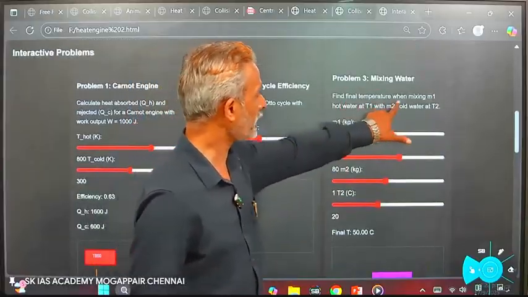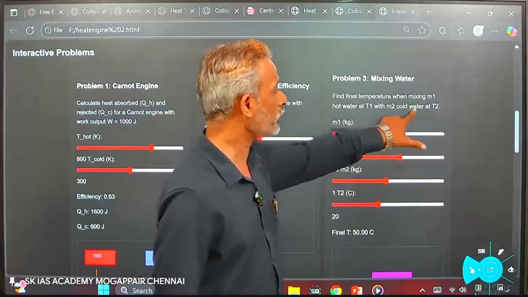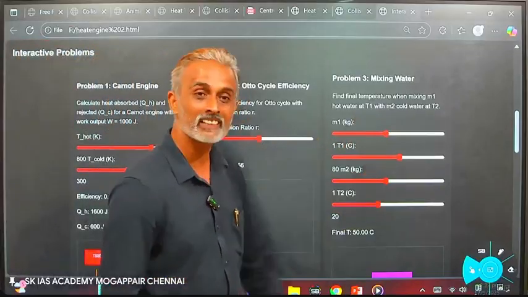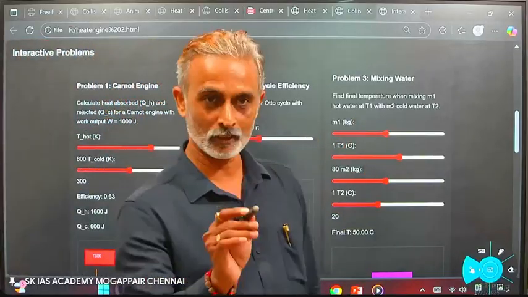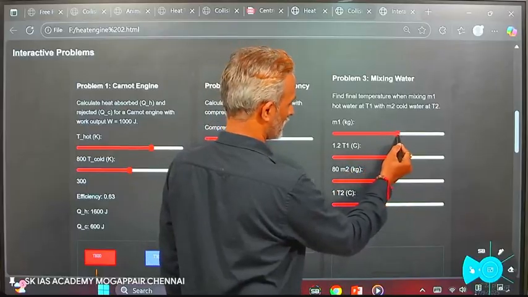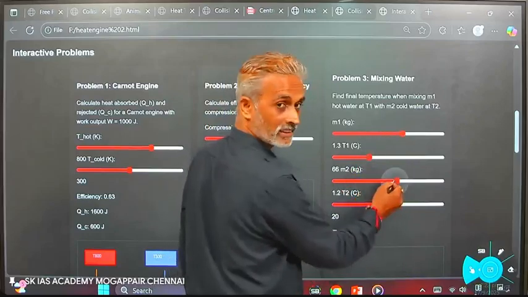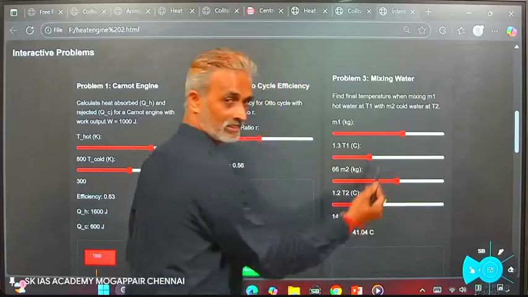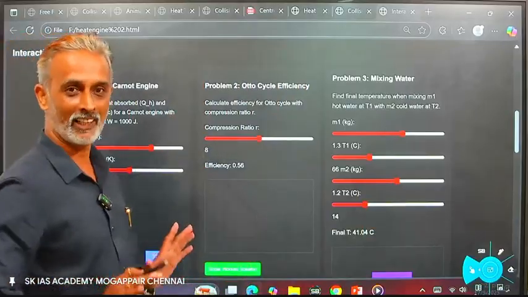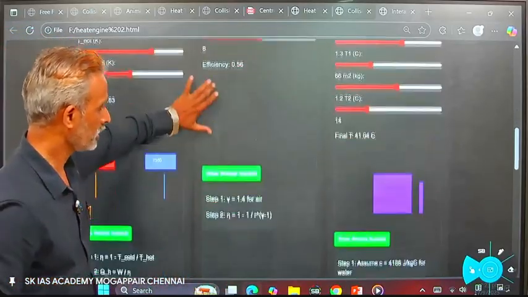Find the final temperature when mixing M1 hot water at T2 and M2 cold water at T1. Now you will ask why this is given in the exam. They are not going to give my values. They will change them. So I have given it so you can increase or decrease the values, because in the exam they are going to change the values. You can change the value here. In the exam, the question will be easy for you.